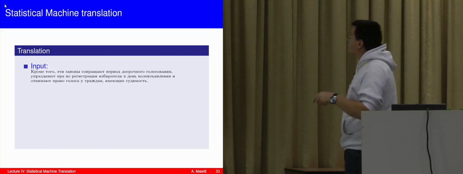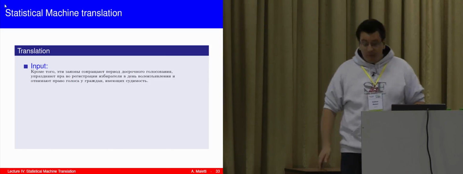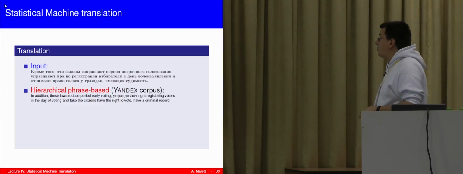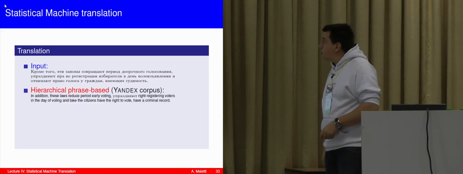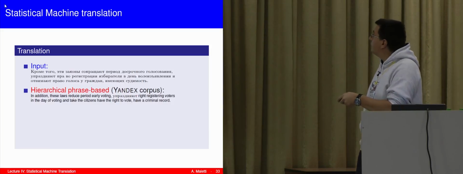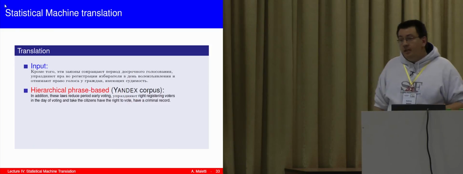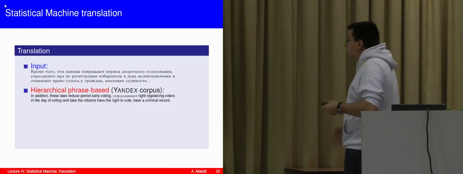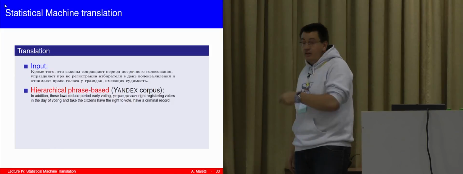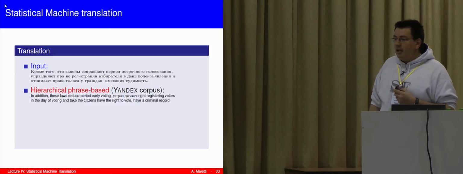Here's a bit more complicated one, at least it's longer. That's all I can evaluate. Our translation: in addition, these laws reduce period early voting. We didn't know this word. We had no idea what this is. In such a case, you're just going to copy it. If you're translating from Russian, you're screwed, right? Because then you have all these funny characters in your output. It actually works reasonably well for other languages, right?